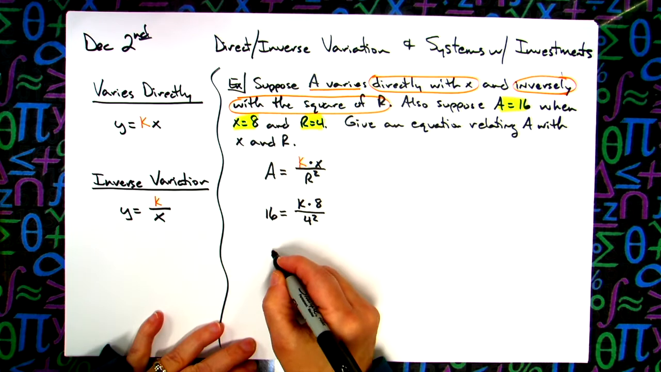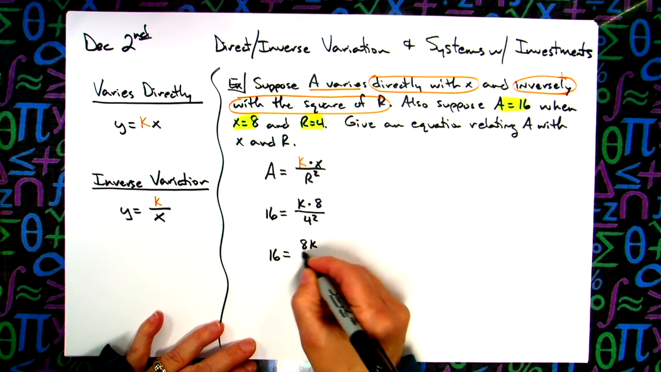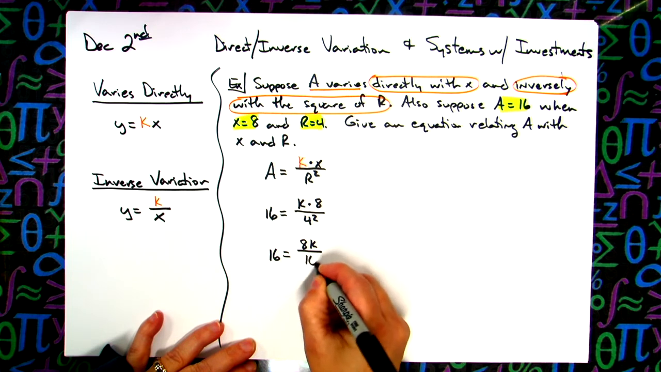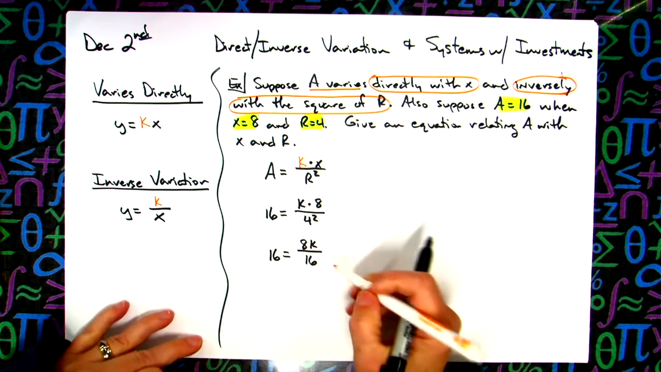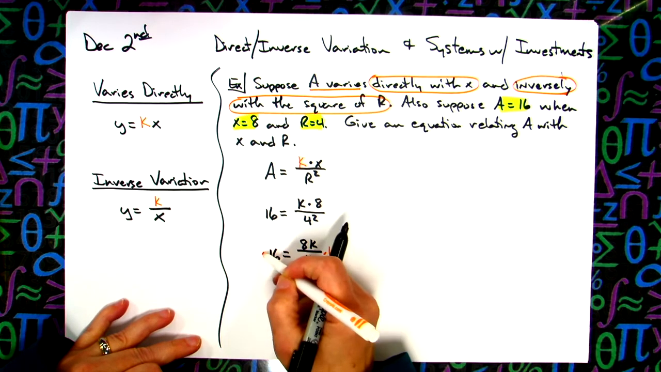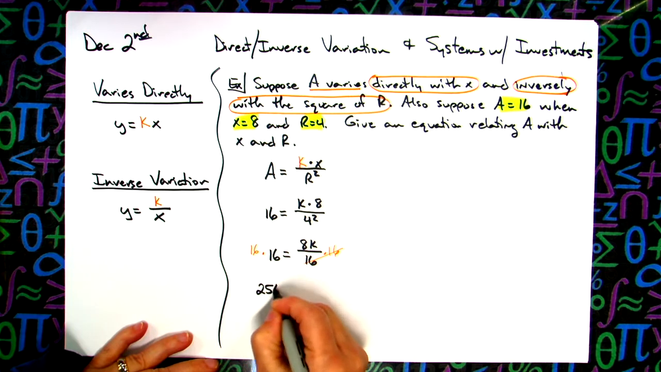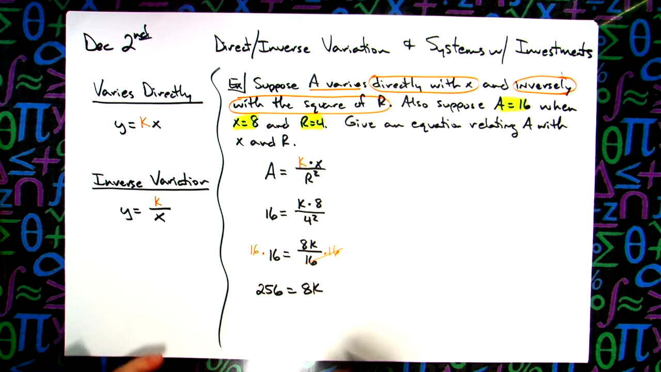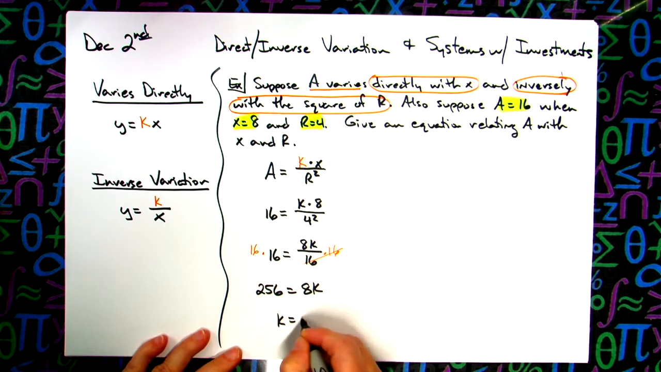So I'm going to keep going here. 16 equals 8k on the top, and 4 squared on the bottom is 16. Multiply both sides by 16, because it's just an equation and I'm just trying to solve here. 256, I think, is equal to 8k. And then 256 divided by 8, hopefully it comes out even. It does. k is going to be 32.